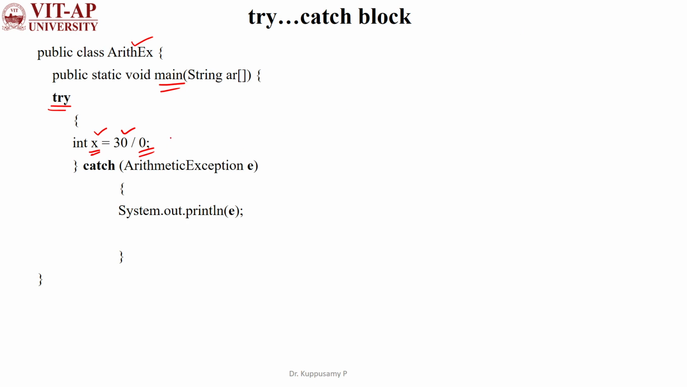Then if it is raising any error or exception, it will be handled by using the catch block, right? It is caught by the catch block. So here that belongs to the arithmetic exception, because it is a division operation. Division is one of the arithmetic operations, which is available in the ArithmeticException class. Then the value is stored here, whatever exception is raised, that value is stored here, then it is printed.